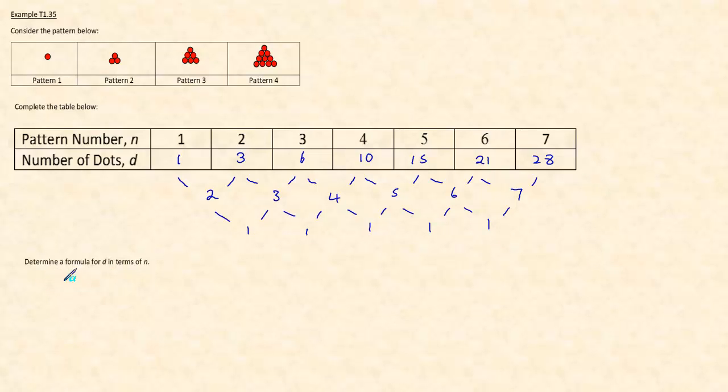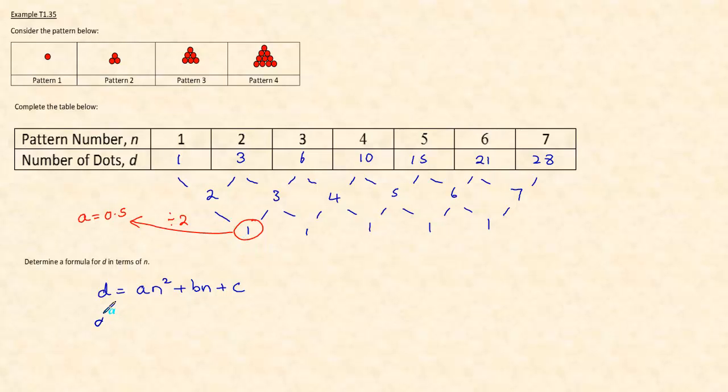So when we want to determine a formula for d in terms of n, we can say that d is going to be of the form an squared plus bn plus c. Obviously we could use quadratic regression as we showed on the calculator in the last example, but let's do this one manually. Our difference is 1. If we divide that by 2, that gives me that a is a half, or 0.5.